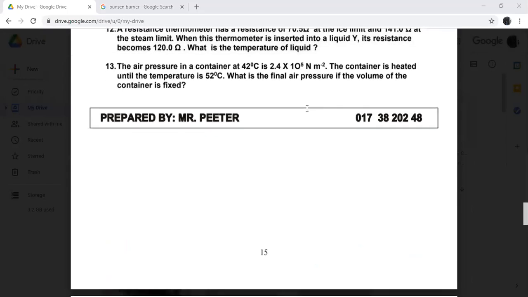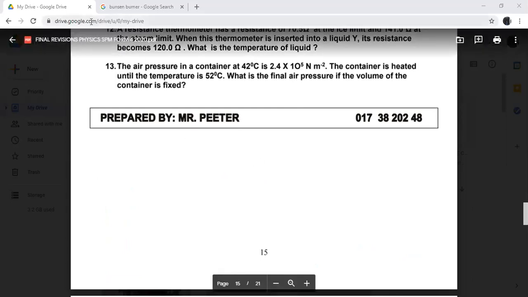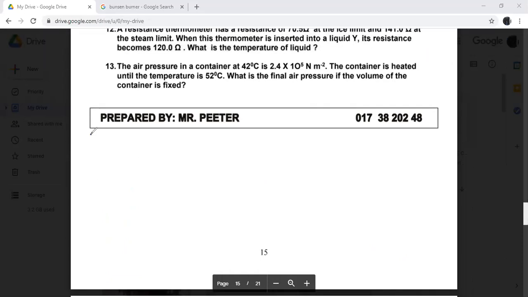The air pressure in a container at 42 degrees Celsius is 2.4 times 10 to the power 5. The container is heated until the temperature is 52. What's the final pressure? So now we're looking at pressure and temperature. So now we're solving number 13. Pressure and temperature.